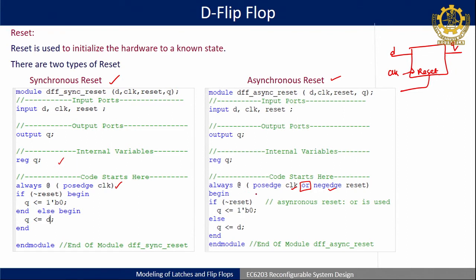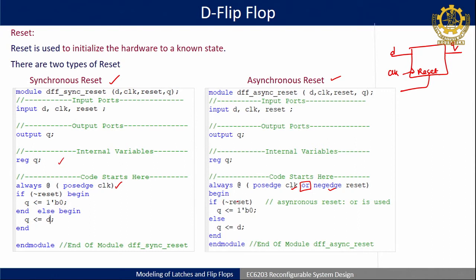When always at the rate of posedge of clock or negedge of reset, that means either will be applied, and this block will start executing. If clock is transiting from 0 to high or reset is becoming negative, this block will start executing. So, it shows that reset is independent of your clock. Here I have taken reset as active low, so we have given a sign here.